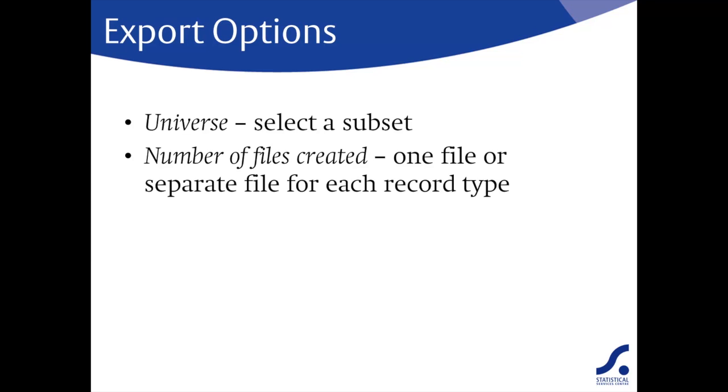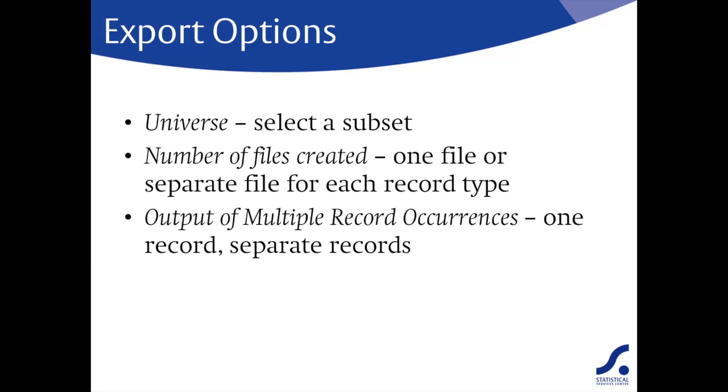The number of files created determines whether the system will produce just one output data file or one for each record type. Our recommendation here would be to have separate data files for each level of the data. For instance, in the example we've been using throughout the course, we would export the fertilizer data to a separate file. Each household can have one or more related cases in the fertilizer data, so these are at different levels. The output of multiple record occurrences can now be as a single record or multiple records in the resulting file. This will depend on the circumstances.